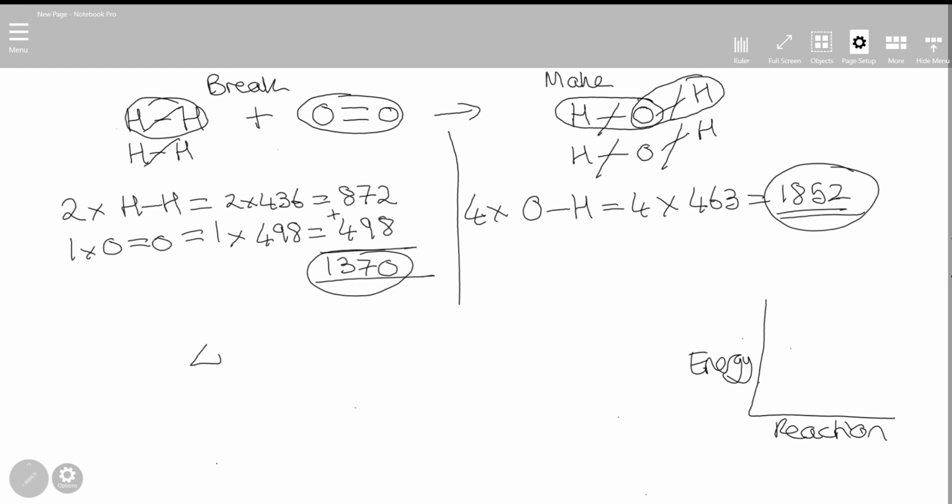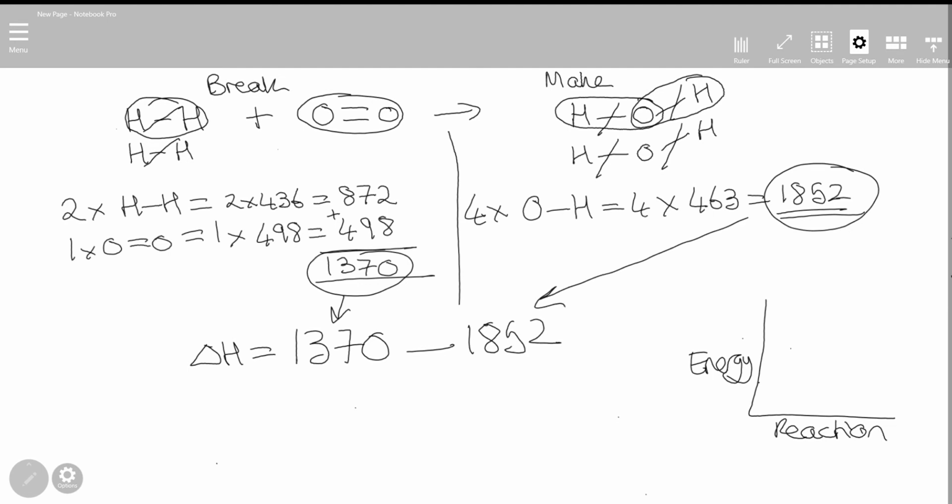So to work out the overall energy change, all we need to do is the left-hand side take away the right-hand side, like so. So 1370 minus 1852 gives us minus 482. And as you can tell from the table, the units for this are kilojoules per mole. The fact that this comes out as a minus number tells you that it is exothermic.